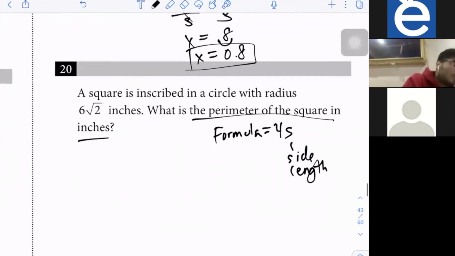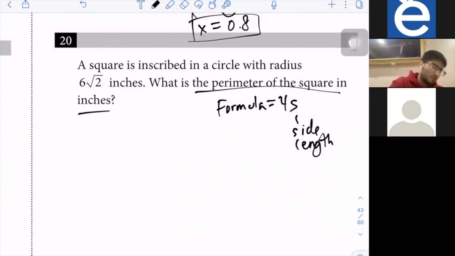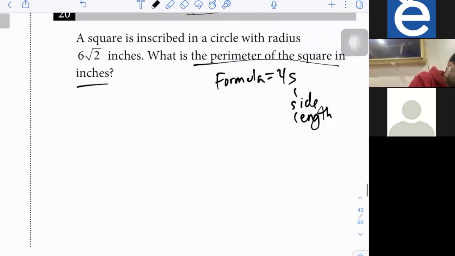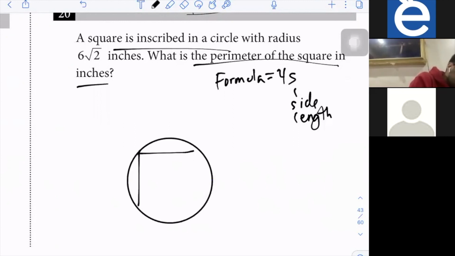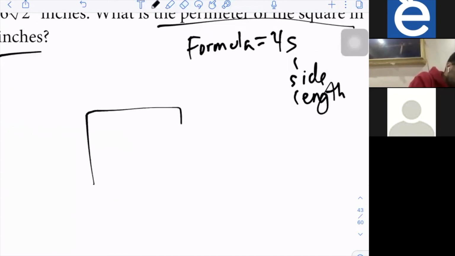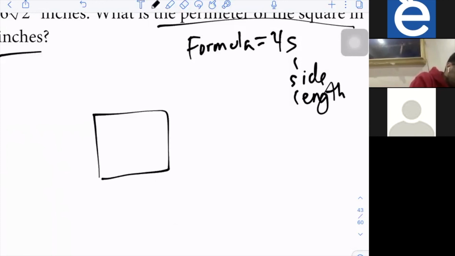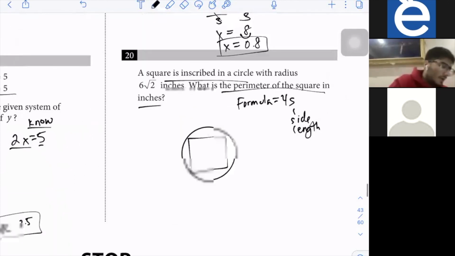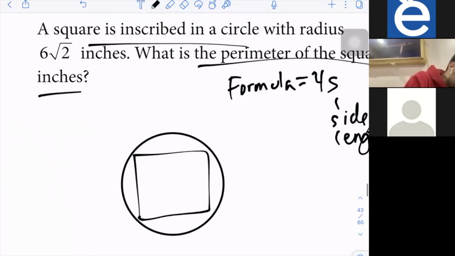Let's draw a visual representation of the situation. So they say a square is inscribed in a circle. So a circle, and that's the square, something like that. Okay, better. Oops, like a rectangle. So something like that.